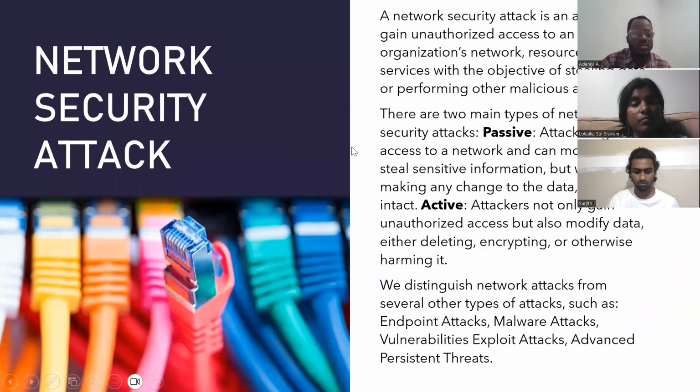So network security, which is the first focus area: a network security attack is an attempt to gain unauthorized access to an organization's network, resources, or services, with the objective of stealing data or performing other malicious activity. Now, we have two main types of network security attack. The first one is passive, and the second one is active.